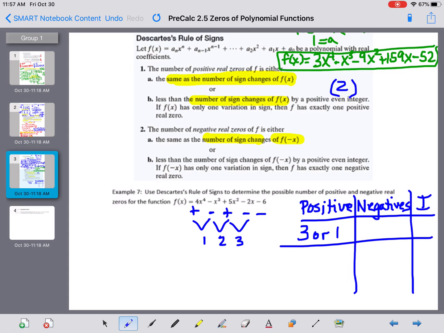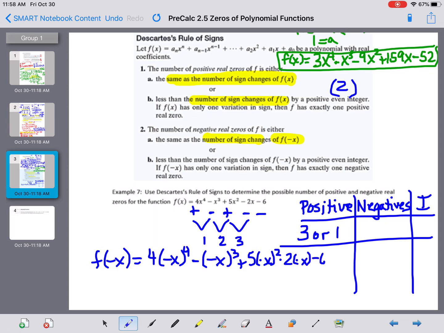Now, I'm going to try for my negatives. Okay, so for my negatives, I want to find f of negative x, which means I'm going to plug in negative x into the 4th, negative x into the 3rd, negative x into the squared, and negative x into my first power minus 6. Okay. Negative x to the 4th is not going to change signs. It's going to cancel out, and I'm just going to be left with 4x to the 4th, and that's positive.